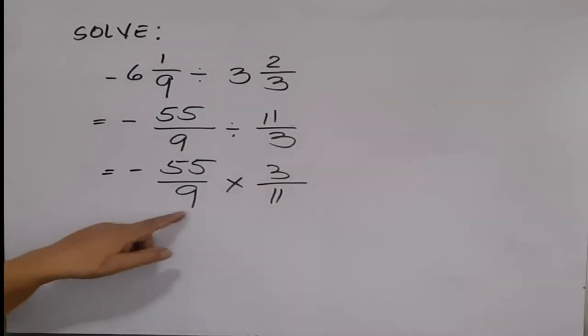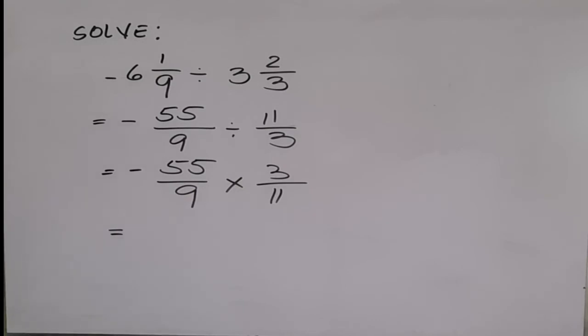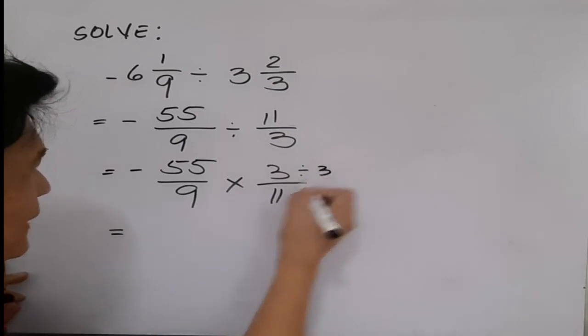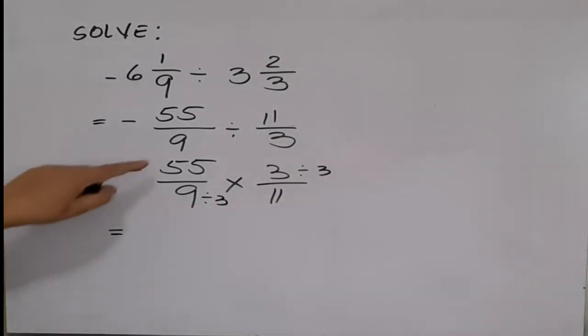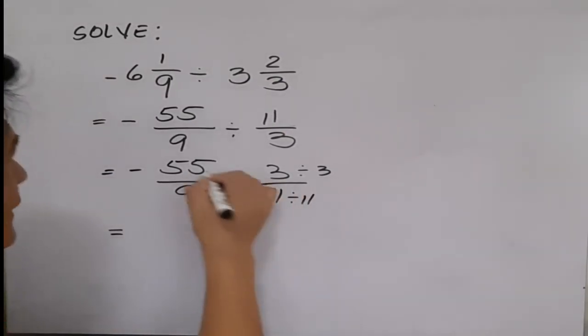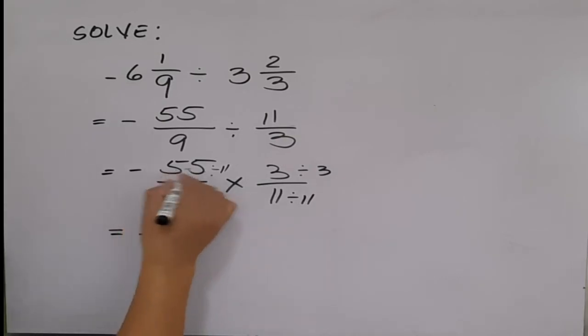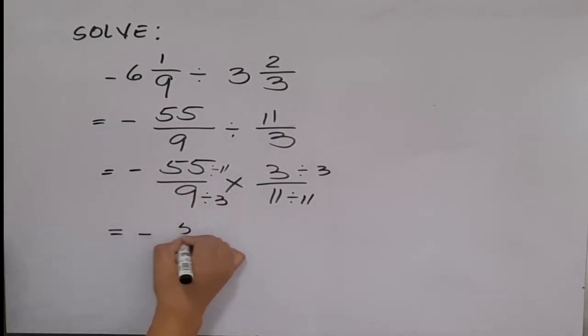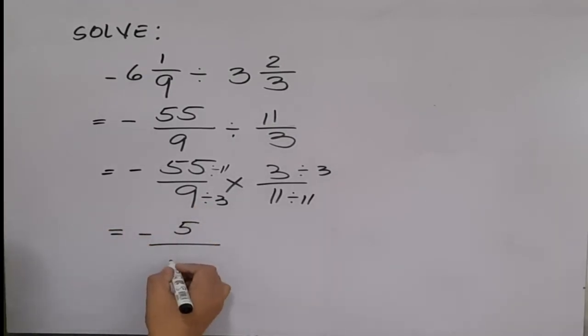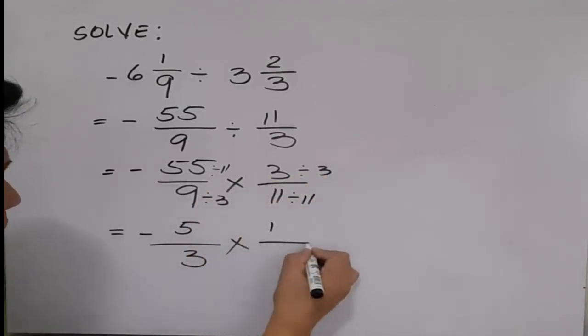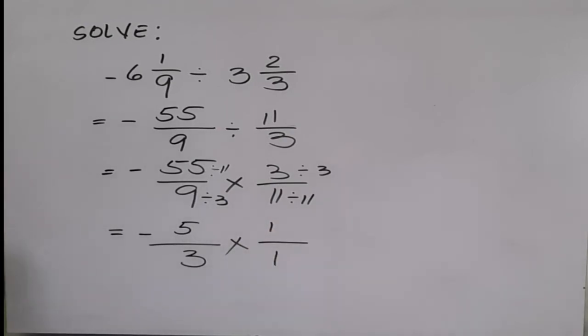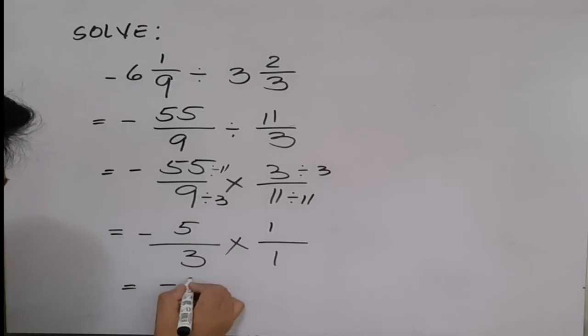Take note that 9 and 3 are both divisible by 3. So we can divide both by 3, and then 55 and 11 are both divisible by 11. So we divide this by 11. That will be 55 divided by 11 is 5. 9 divided by 3 is 3, and 3 divided by 3 is 1. 11 divided by 11 is 1. So negative 5 times 1 is negative 5. 3 times 1 is 3.